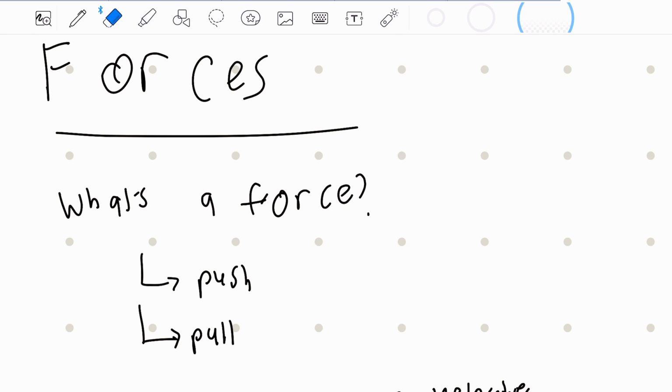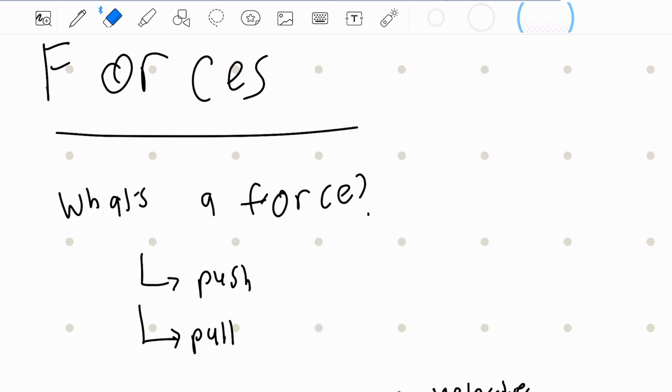So, what exactly are forces? We talked earlier about vectors and kinematics, and now we're on to a section called kinetics, which is the study of forces on an object and no longer just the velocity, position, and acceleration associated with it. So, what exactly is a force?